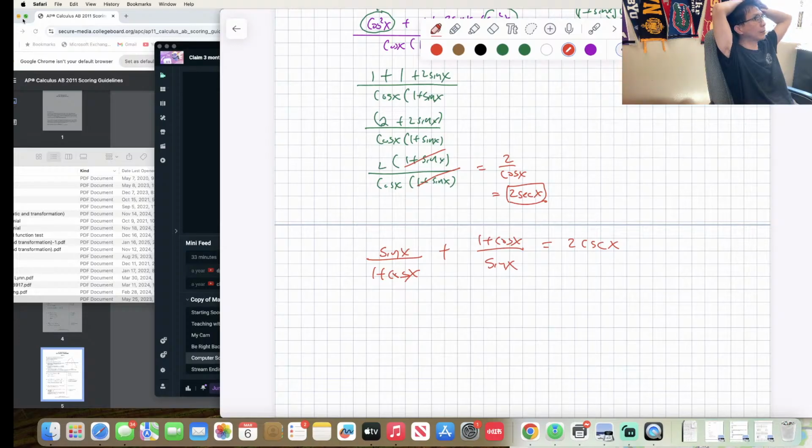What's the denominator of the first term? 1 plus cosine of x. The second one is 1 plus cosine of x over sine of x. Then it's already done.